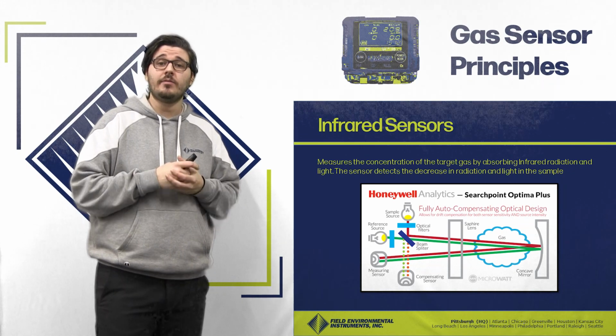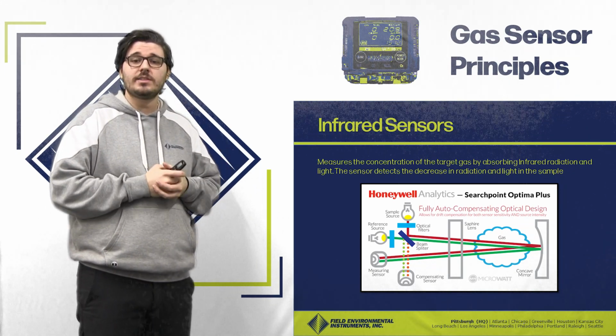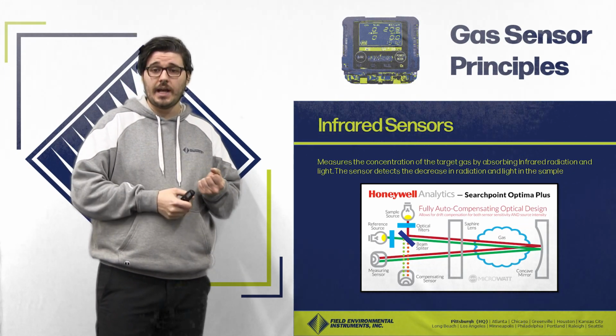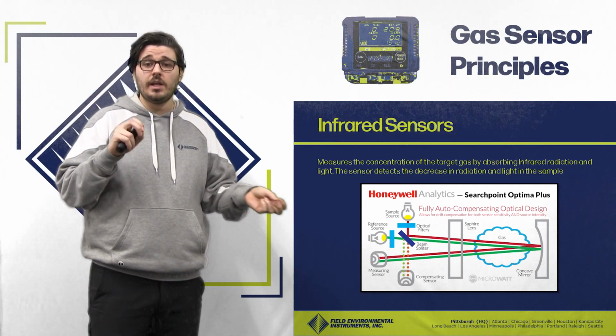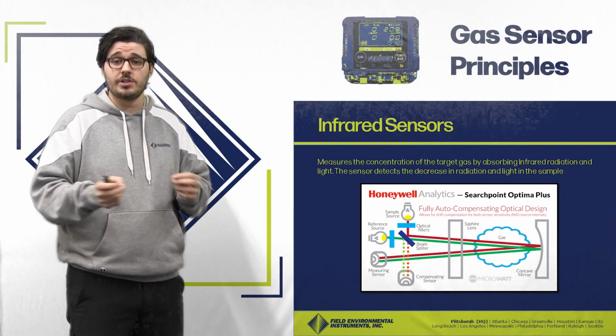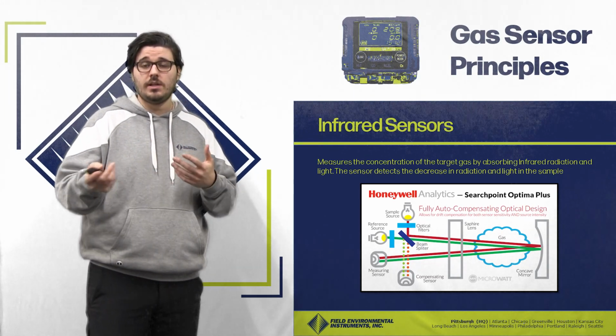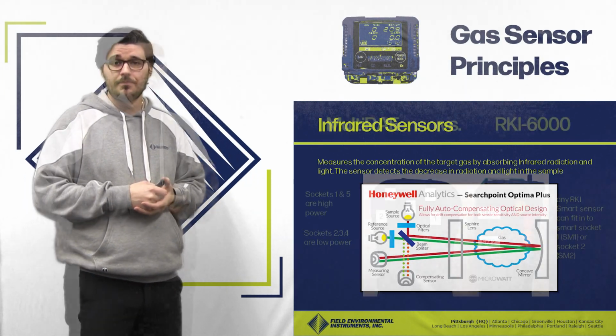Last but not least, we have infrared sensors. So infrared sensors are going to measure the target gas by absorbing infrared radiation and light, and it detects the decrease in radiation and light through the gas to determine the concentration.